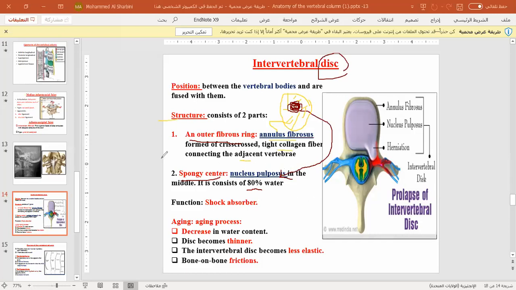What is the function of the disc in between the vertebrae? Number one, shock absorber, or absorption of the shock, and also preventing friction between the vertebrae.